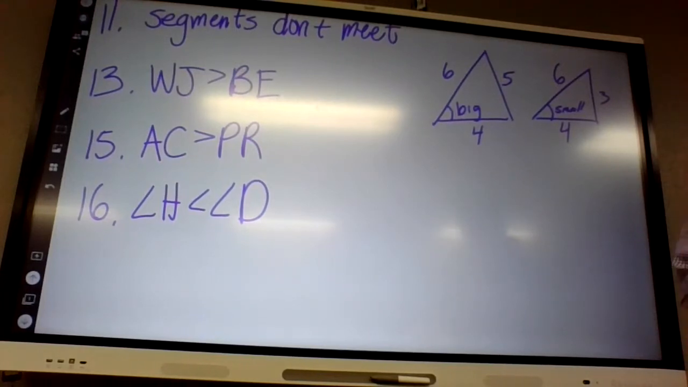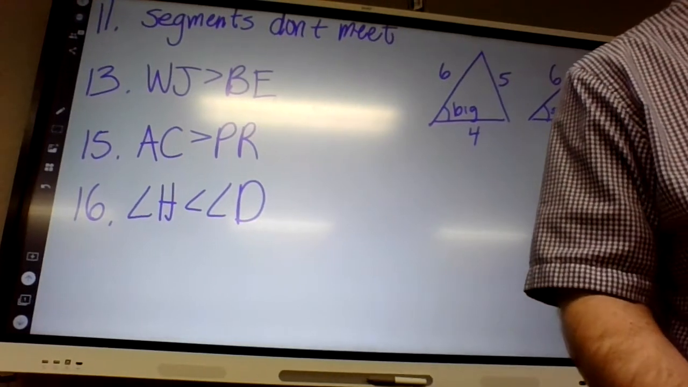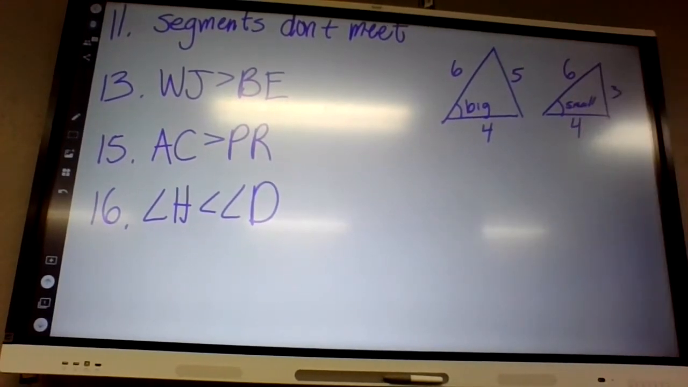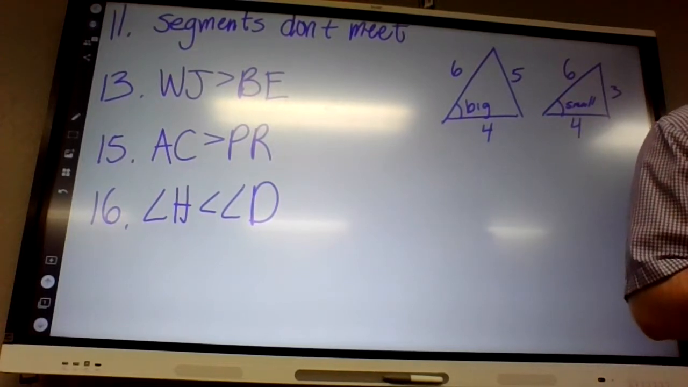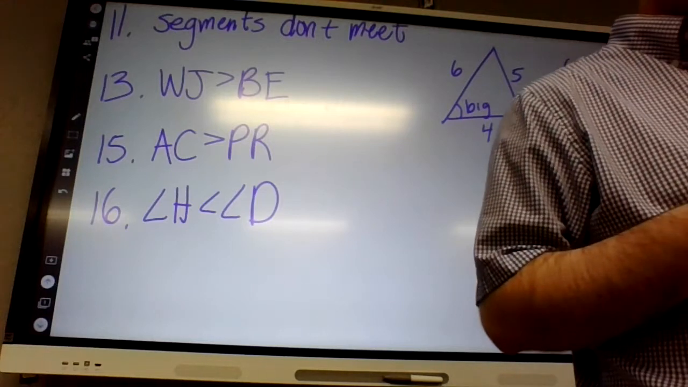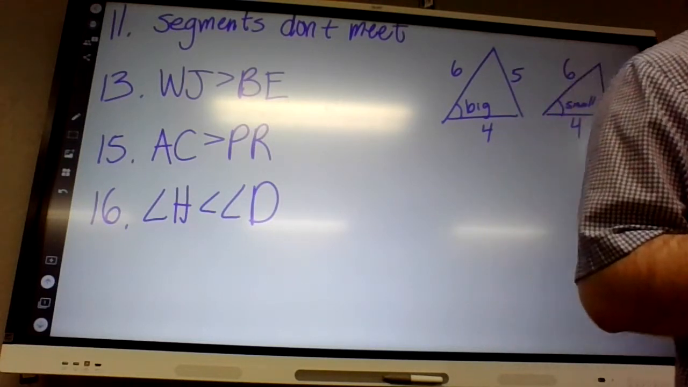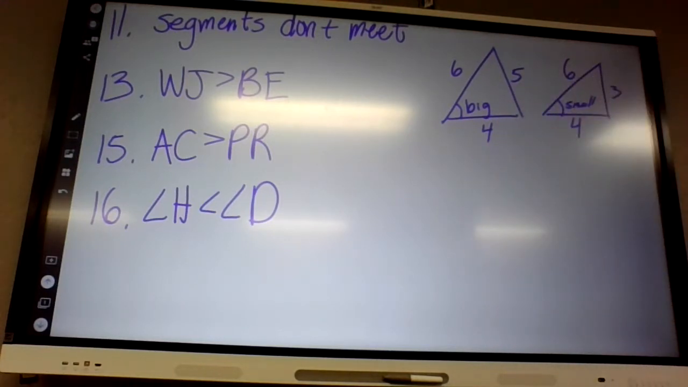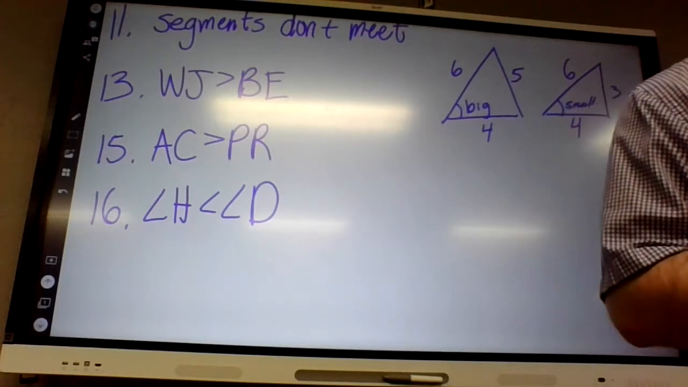Or angle D is greater than angle H. All right. Kind of the same thing, just using a different picture. Number 19: use the hinge theorem, or its converse, to compare the given measures.